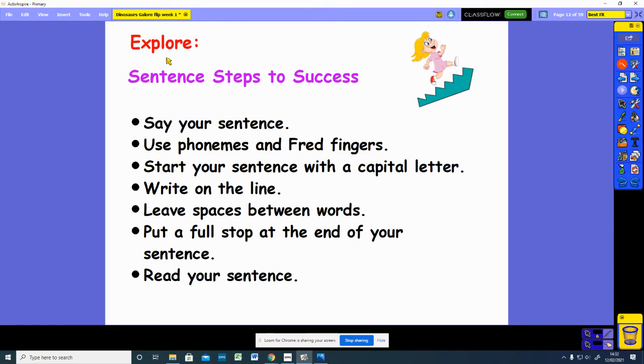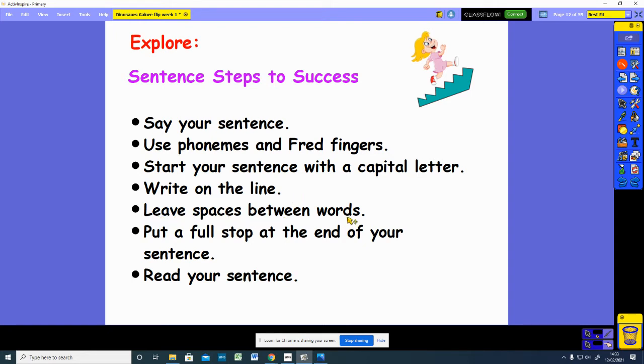Before we do our writing today, we are going to explore the sentence steps to success. If we follow these points, we will always write good sentences that make sense and that you can read and other people can read. So, to write a sentence, the first thing you need to do is to say your sentence. And you need to say your sentence lots of times so that you've held that sentence in your head. When you start writing, we use our phonemes and our fred fingers to sound out the words. Start your sentence with a capital letter. All sentences start with a capital letter. Write on the line. Our words and letters don't jump up in the air. They sit nicely on the line.